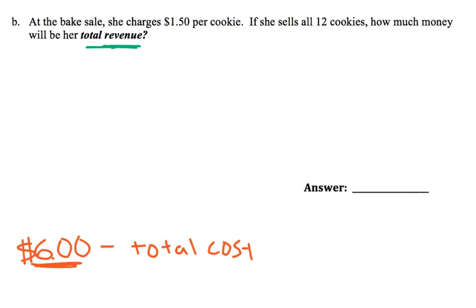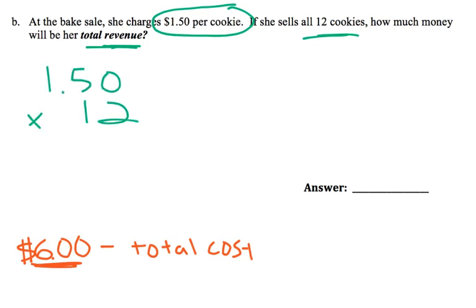So at Adderley's bake sale, she charges $1.50 per cookie, right? It only costs her 50 cents to make the cookies, and then she's overcharging, so she makes a profit. So she's charging $1.50, and then she sells all 12 of her cookies. Let's figure out how much her revenue would be. So there's 2 ways to do this. You could do $1.50 times 12, and you can multiply it out this way. Because we're practicing decimal multiplication, I'm just going to do it this way, but you could also use a ratio table.